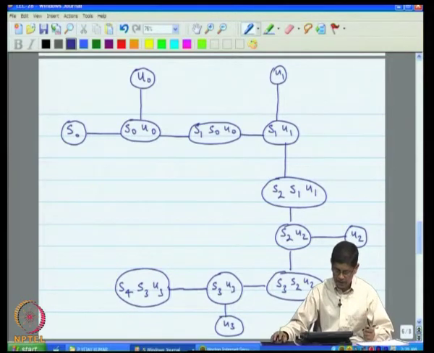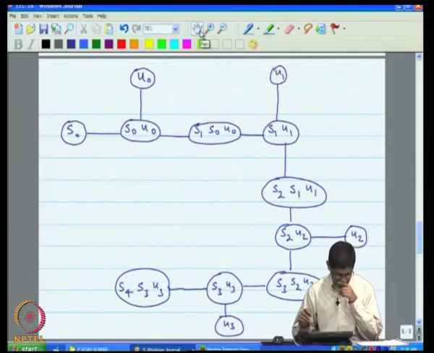You could also verify it by projecting onto each of the variables and checking that you get a tree. For example, if you project onto U1, you will get these 3 nodes. If you project onto U0, you get these 3, and so on. If you project onto S2, you get these 3. So it is always a tree when you project, and therefore this is a junction tree.